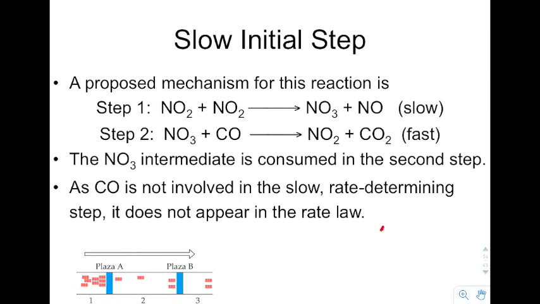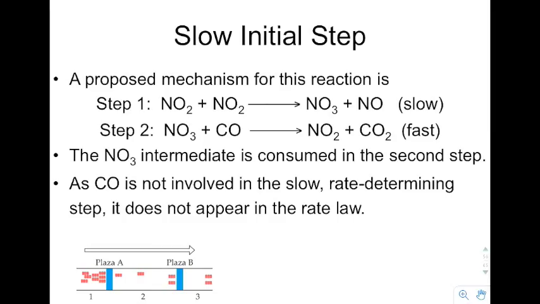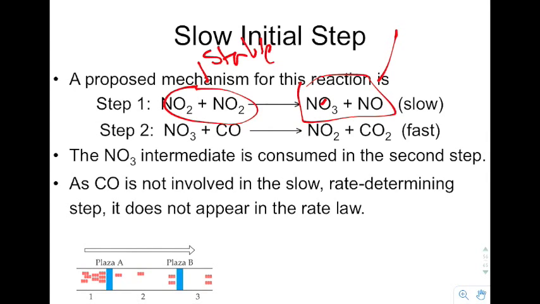So when you look at this, you have a slow initial step: NO2 plus NO2 goes to NO3 and NO. That would be a very slow process. The reason why is that the reactants are more stable than the products. The products are much, much higher in energy, because they violate all sorts of rules in terms of the octet rule, the number of bonds, and valence electrons. They're just not going to be stable structures. They're going to be high in energy, so that's going to be a very slow step.